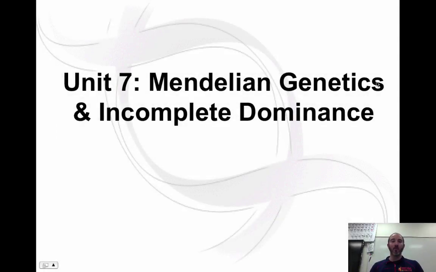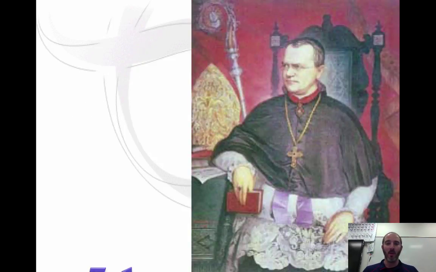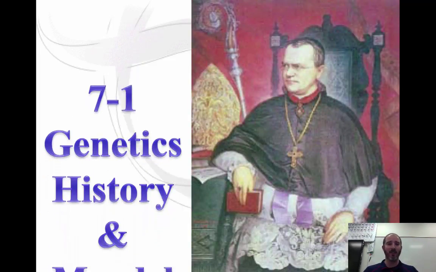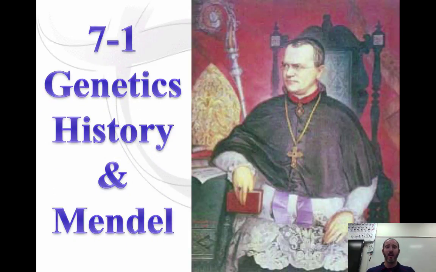Okay, this is Unit 7. We're going to be looking at Mendelian genetics and incomplete dominance, all right? And so this will get you into the first section of your note set, and in 7.1, we're looking at the history of genetics, a short amount of history, and focusing on the work of Gregor Mendel.